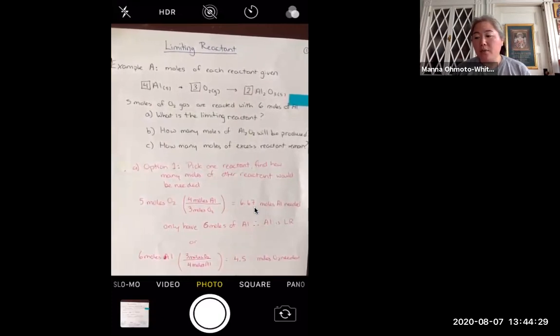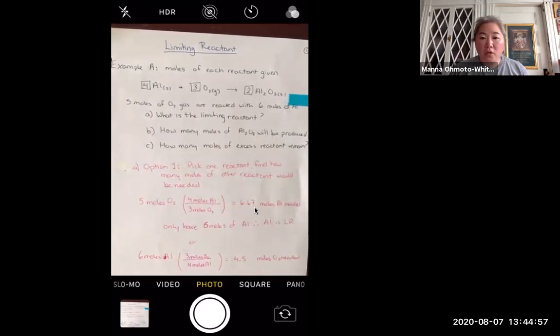So here's an example. I have moles of gas of each reactant given. This is my balanced equation. I need to always work with a balanced equation because limiting reactant is at its heart a stoichiometry problem on steroids. So I have 5 moles of oxygen gas reacting with 6 moles of aluminum solid. 3 questions. What is the limiting reactant? How many moles of aluminum oxide will be produced? And how many moles of excess reactant remain?